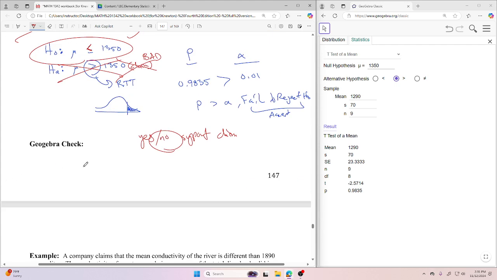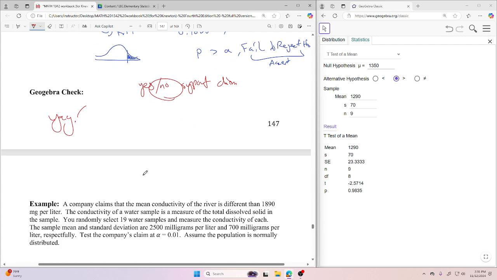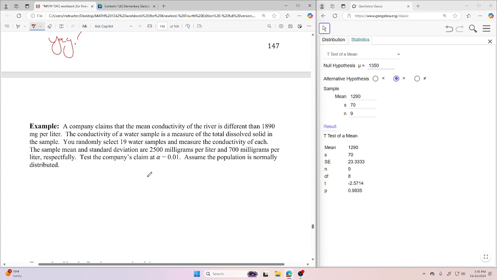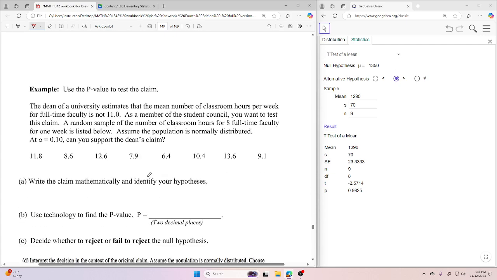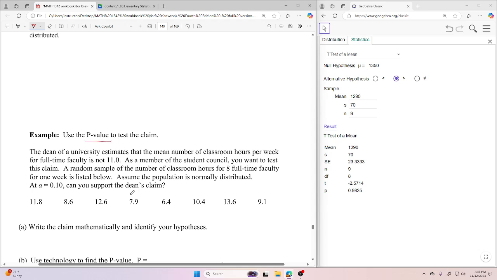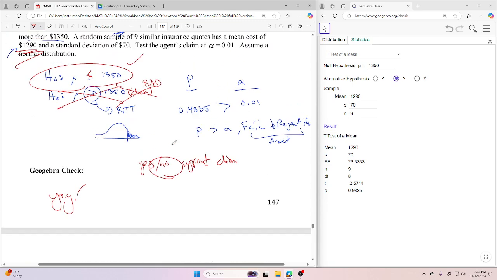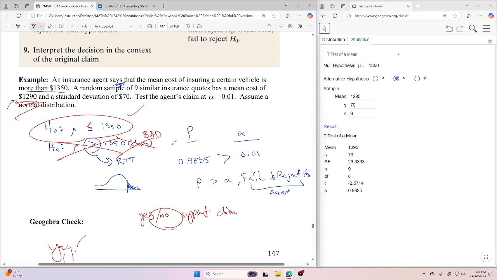GeoGebra. Well, yay. Let's look ahead. Okay, we got this one. Oh, it says use the p-value. Oh, no, really? Like, we've been doing that. But okay, what scares me, actually. I'm sorry, let me get scared for a second.